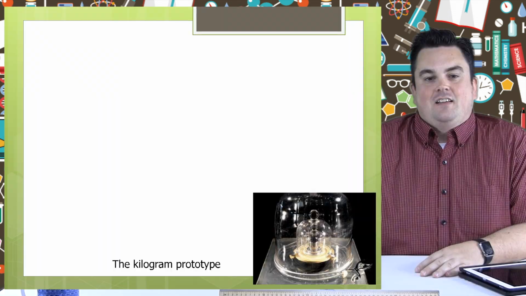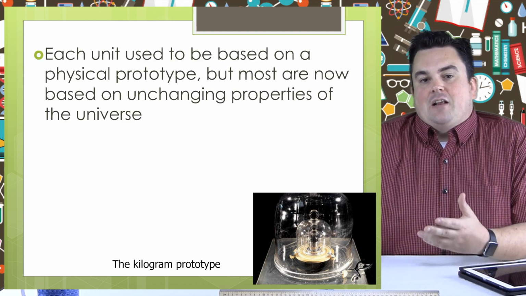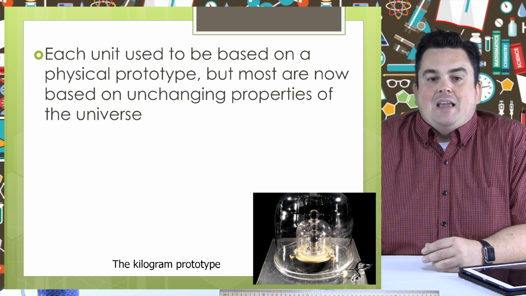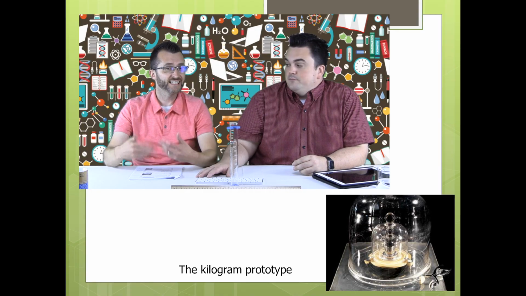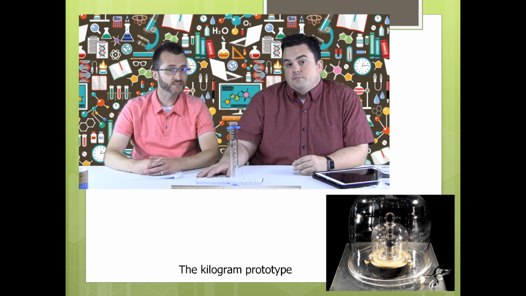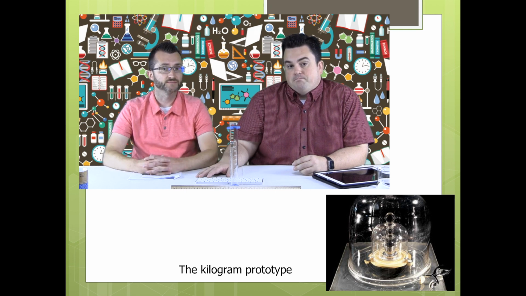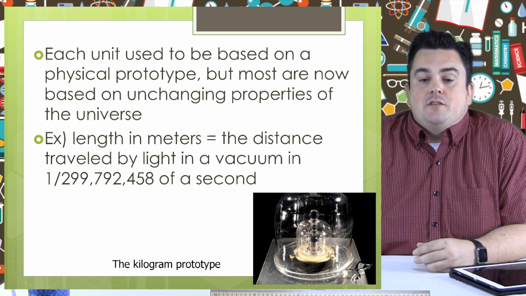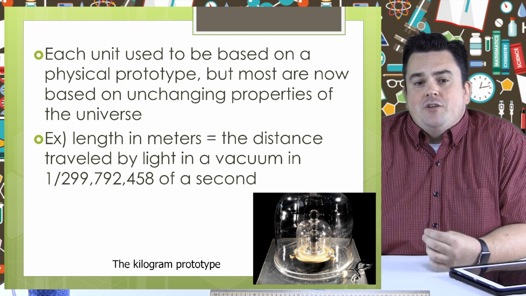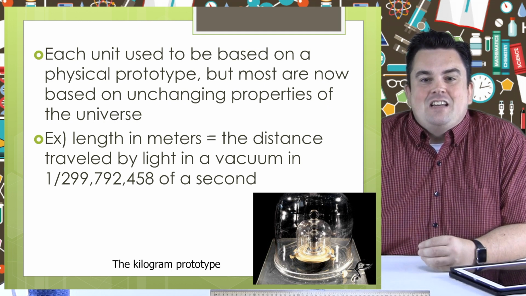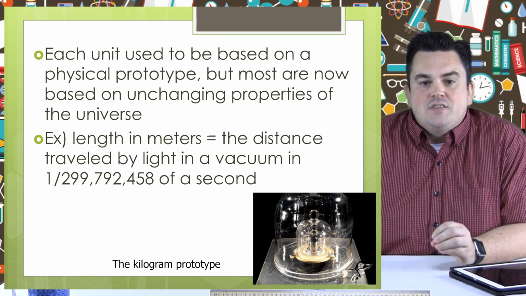Yeah, it's pretty confusing. But with the metric system being based on powers of 10, it's a little bit more straightforward. Each unit used to be based on a physical prototype, but most are now based on unchanging properties of the universe. And speaking of physical prototypes, there is still one left, the kilogram prototype, which is housed in France and pictured below. For example, length in meters equals the distance traveled by light in a vacuum in 1/299,792,458 of a second. Whoa.